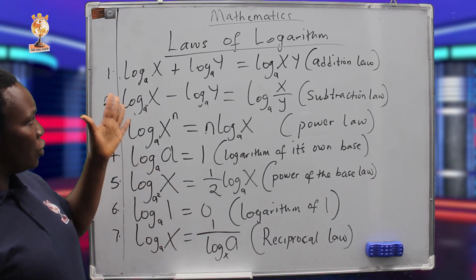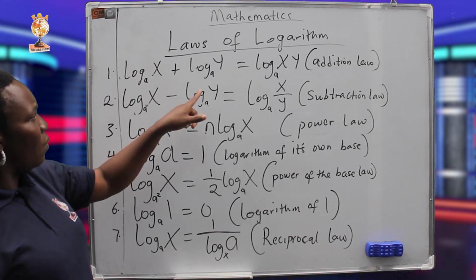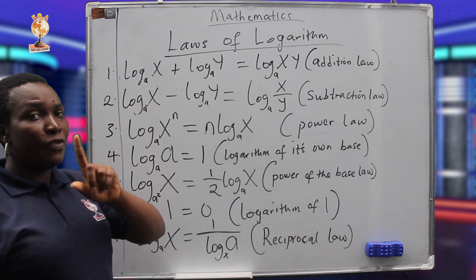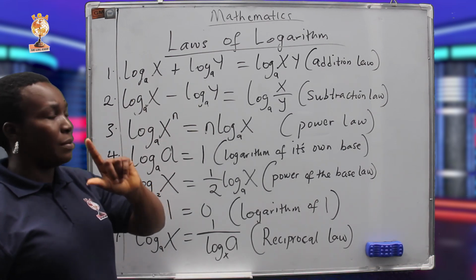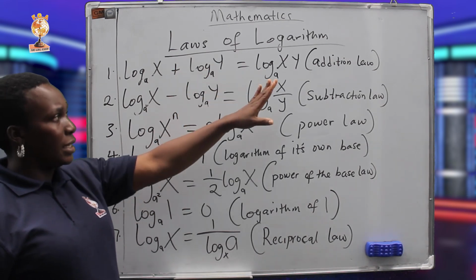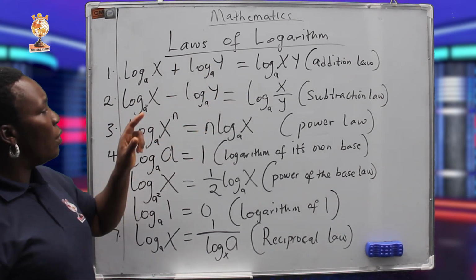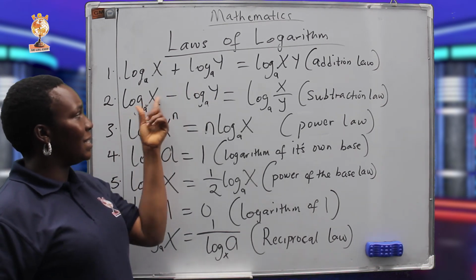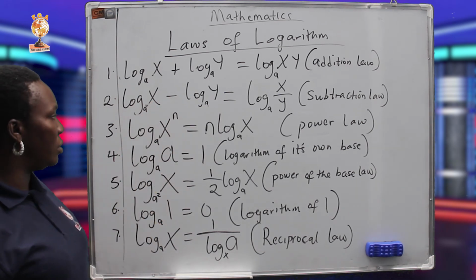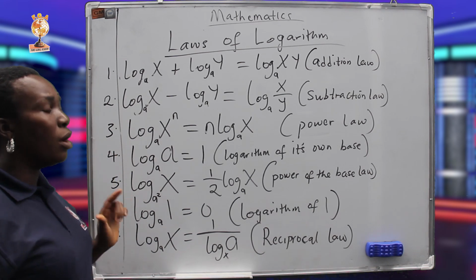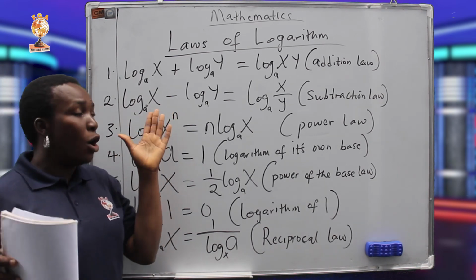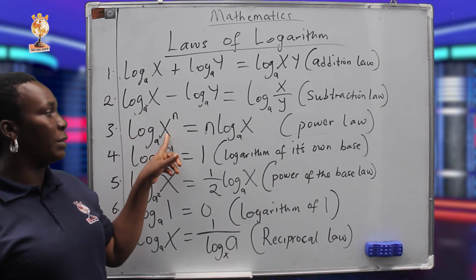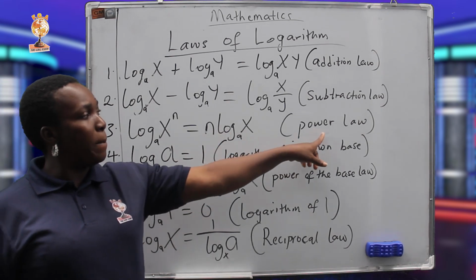So let me just go through it one more time. Number one is the addition law. Addition law says that when you are adding two logarithms, provided their two bases are the same, you multiply the logarithms. Then for the subtraction law, when you are subtracting two logarithms, provided the two bases are the same, you divide the logarithms. Then for the power law, when a logarithm is raised to the power of any number, all you need to do is bring the number back of the logarithm and use it to multiply the logarithm. That is what we call the power law.